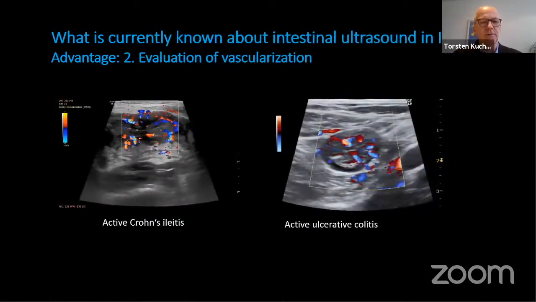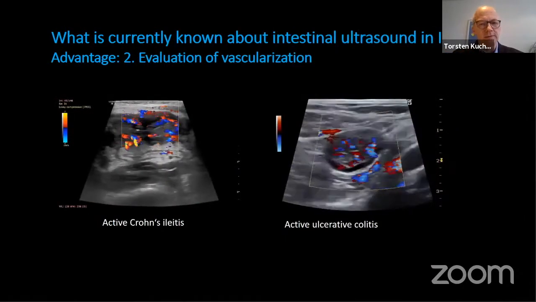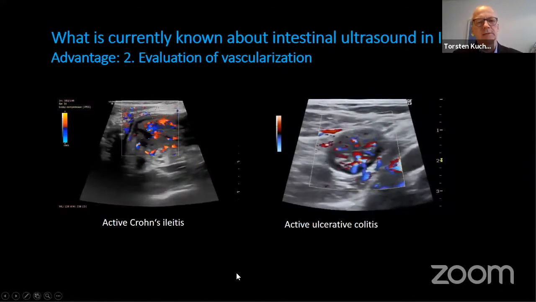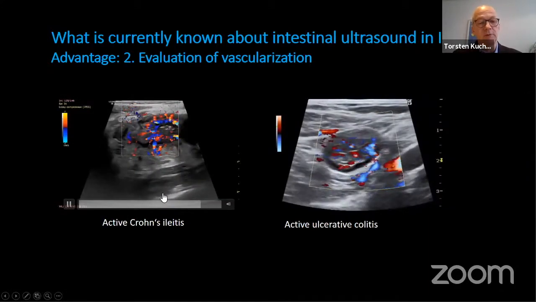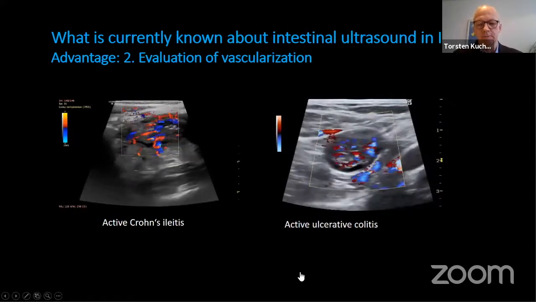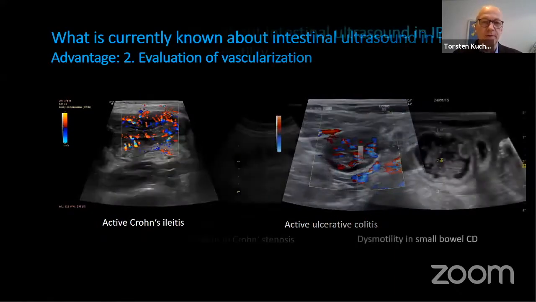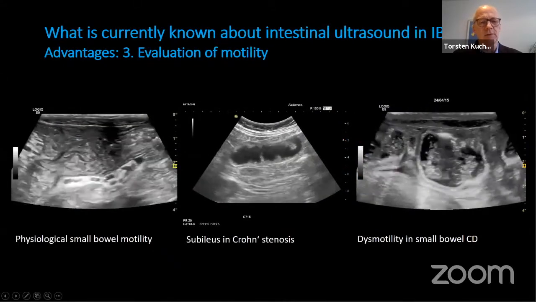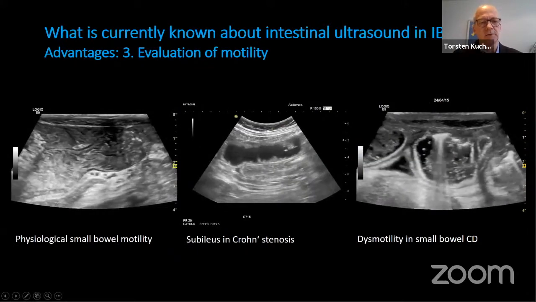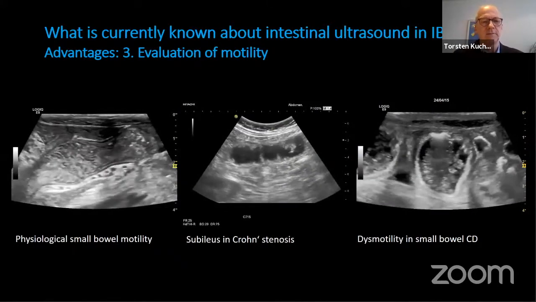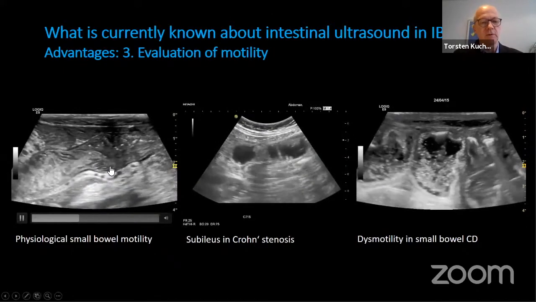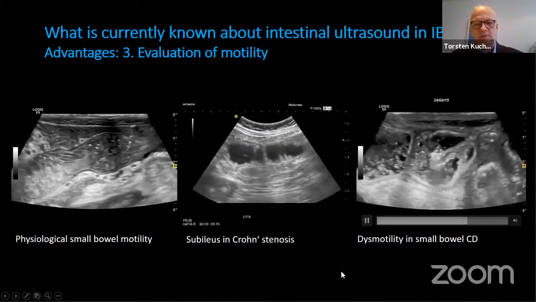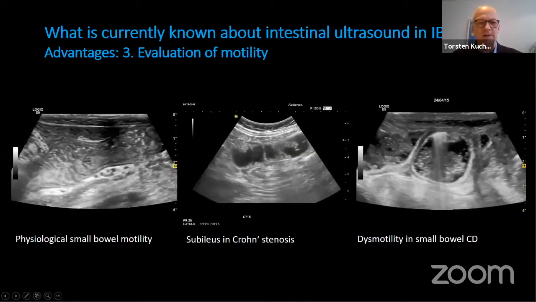The second advantage, and you've already seen this in Britt's talk, is the evaluation of vascularization. So you have a semi-quantitative assessment of vascularization, which provides you information about the activity, here in a patient with active Crohn's ileitis, and in a patient with ulcerative colitis here on the right-hand side. And the third advantage is the evaluation of motility. There's actually no other cross-sectional imaging that can provide you such beautiful information so rapidly about motility of the small bowel. As you can see here, there's physiological small bowel motility. This is subileus in Crohn's stenosis, and this is dysmotility in small bowel Crohn's disease.